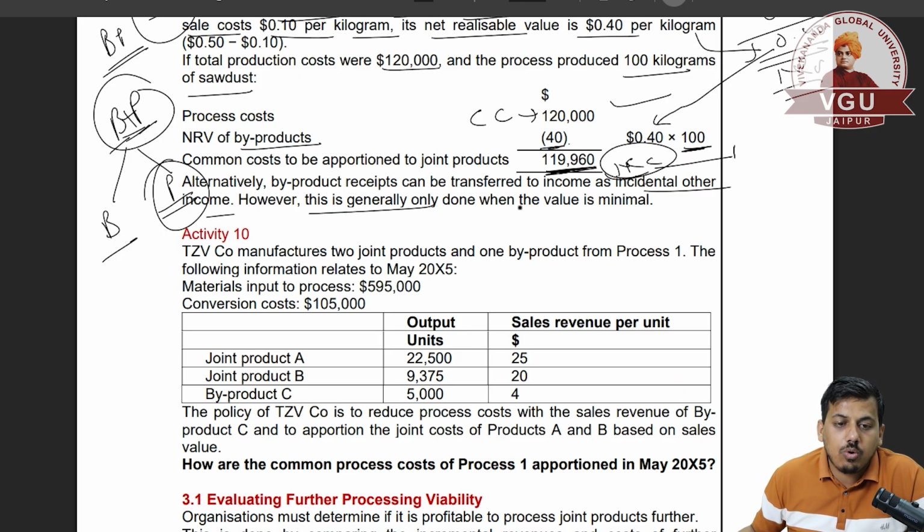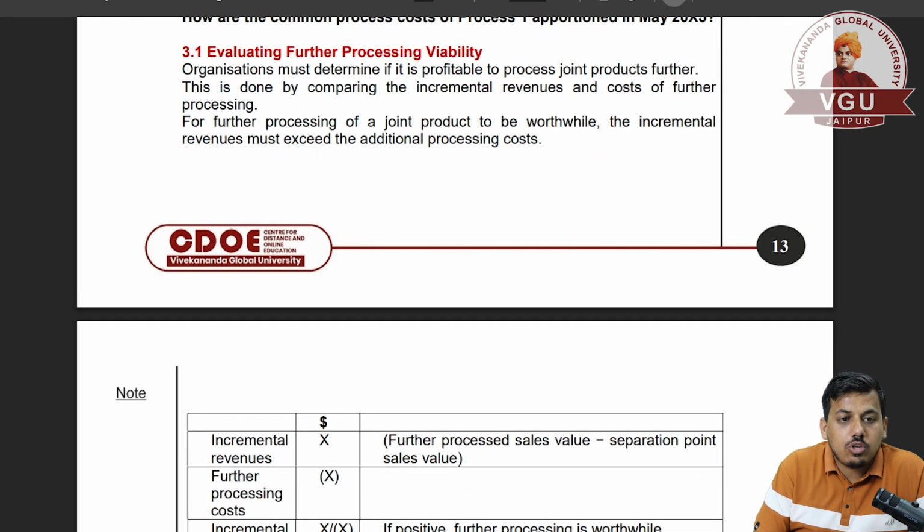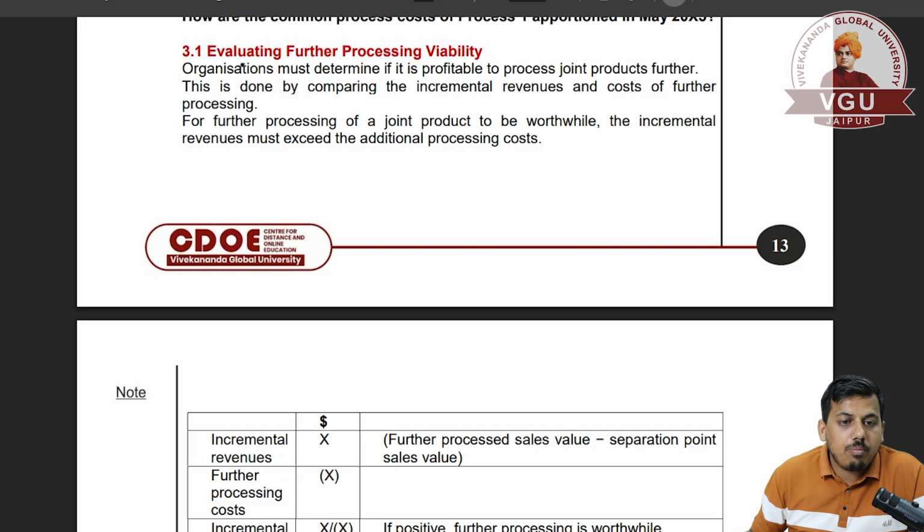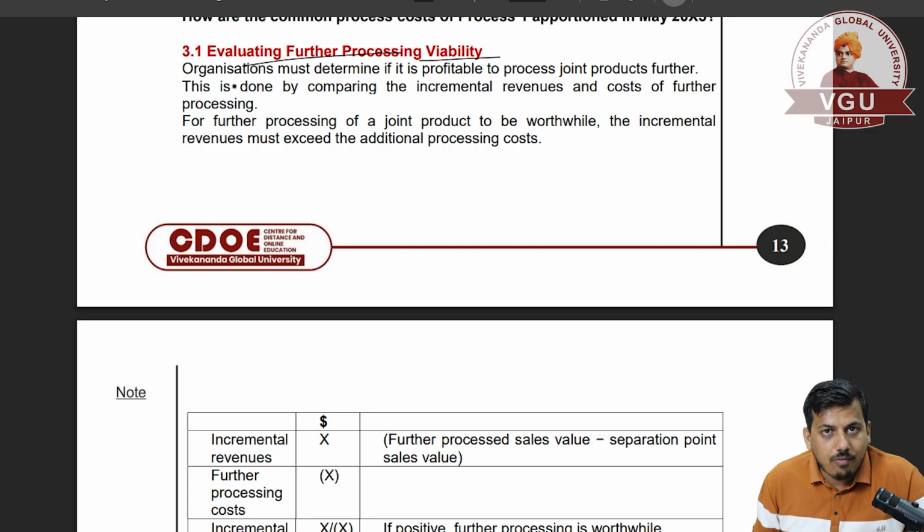However, this is generally only done when the value is minimal. Okay, we'll not do that. Okay, after that, next topic is evaluating further processing viability. Now we want to understand whether we have to further process our product or not.